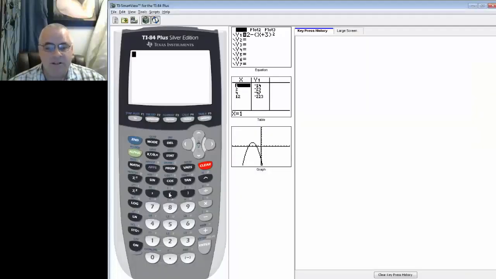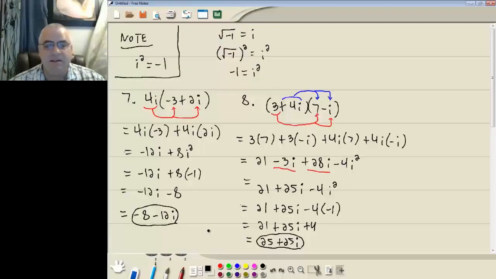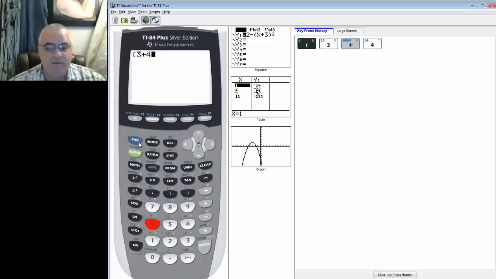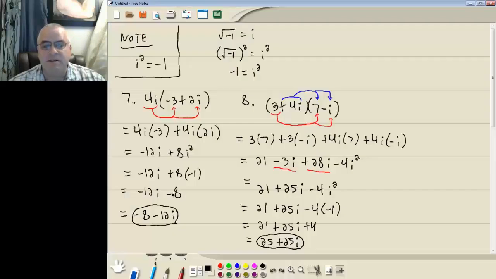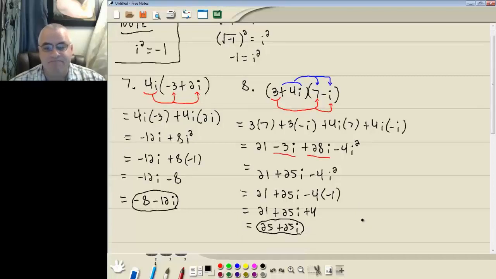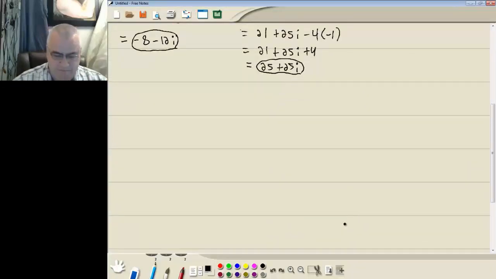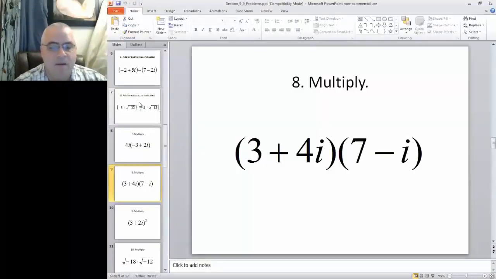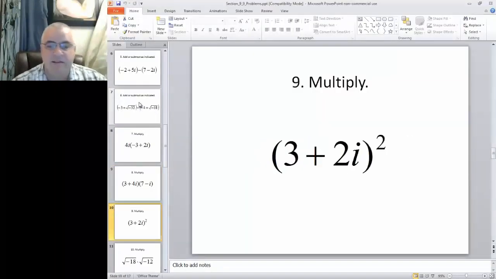So we got beginning parentheses, 3 plus 4i. So 4 and then second decimal. Closing parentheses, beginning parentheses, 7 minus i. Minus. And second decimal for the i, closing parentheses, and then enter. And we get our 25 plus 25i. Okay, let's take a look at this one.